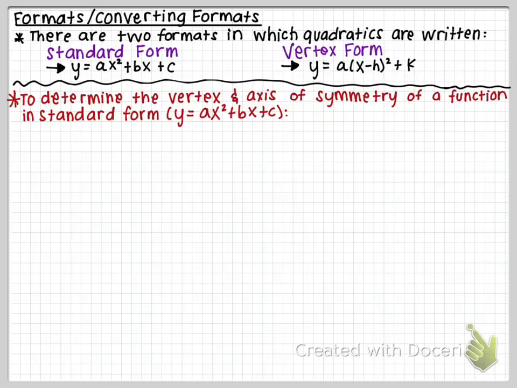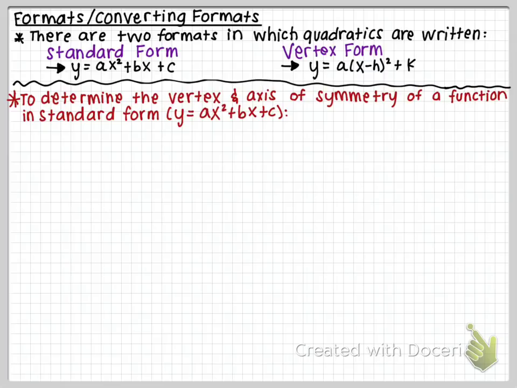So, to determine the vertex and axis of symmetry of a function in standard form, how do we determine it in this form? Well, we just did it on the last couple pages. We've been working on that, right? The vertex is always h comma k, okay? And the axis of symmetry is x equals whatever that x value is for the vertex, right?